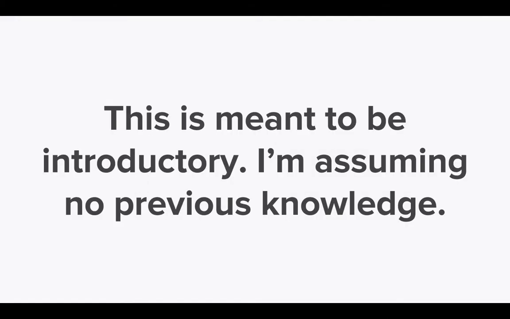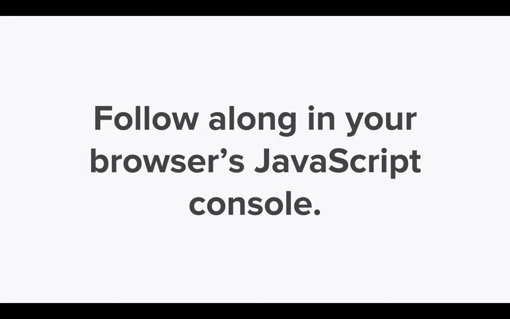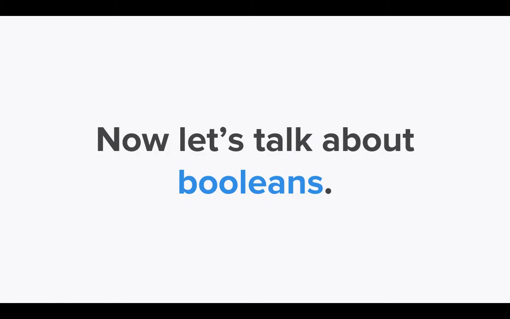So this is meant to be introductory. I'm assuming you have no idea what Booleans are, so it's going to be very basic. So follow along in your browser's console when we get to that part. And for instructions on how to do that, see our first of these videos, which is about numeric values in JavaScript. So today we're talking about Booleans.